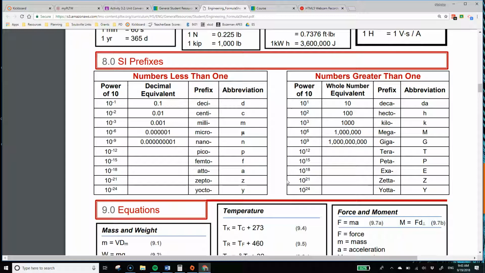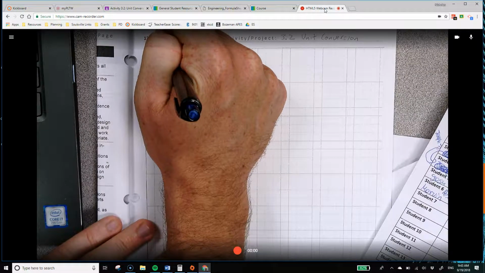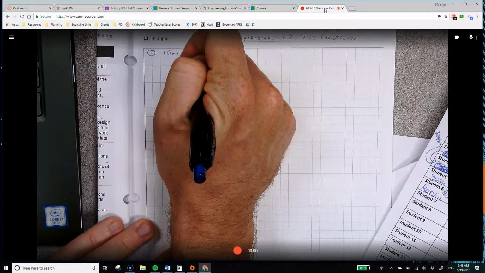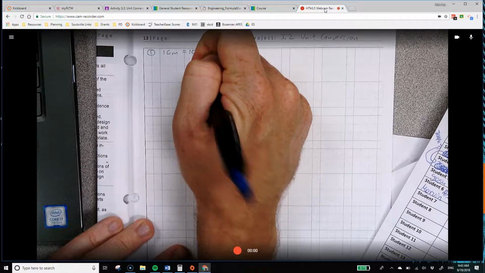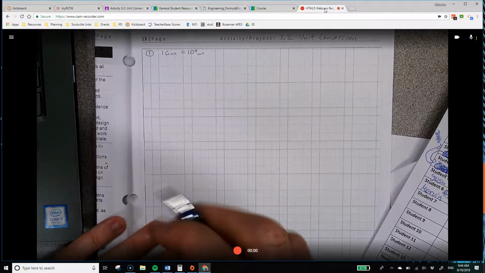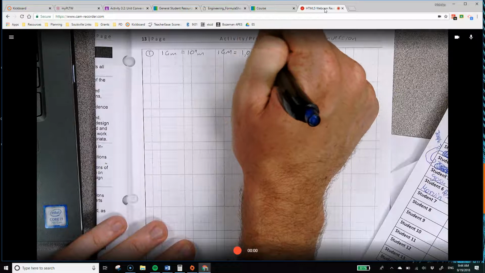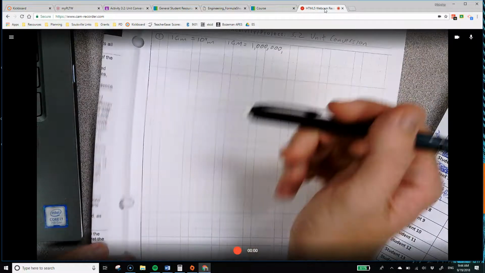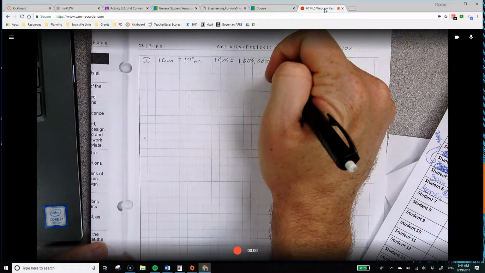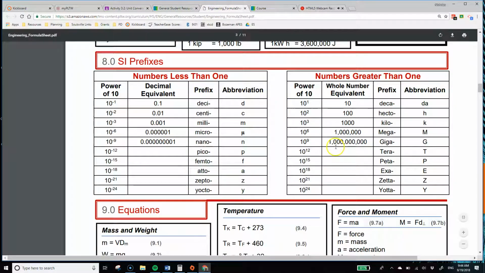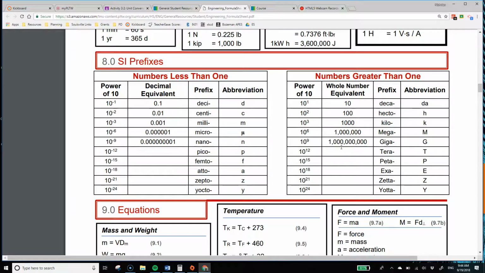Now, the way that I write that as an equation is I would write 1 gigameter, so big G, little m, equals 10 to the 9th meters. I could also, if I was so inclined, write 1 gigameter equals 1 million meters. I'm sorry, I said 1 million. I meant 1 billion. I was like, that didn't look right. It's 1 billion meters.